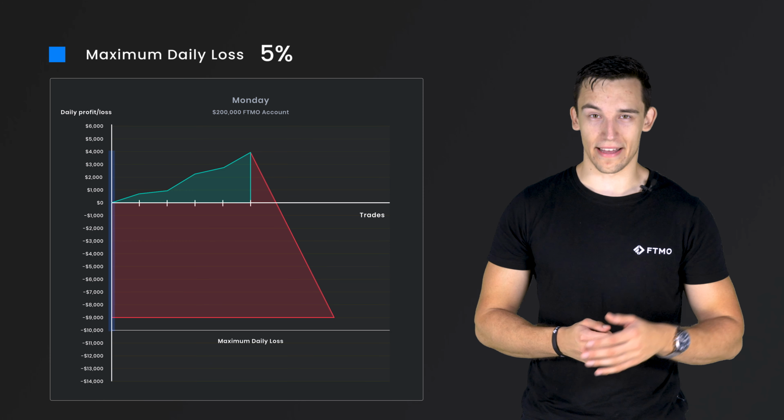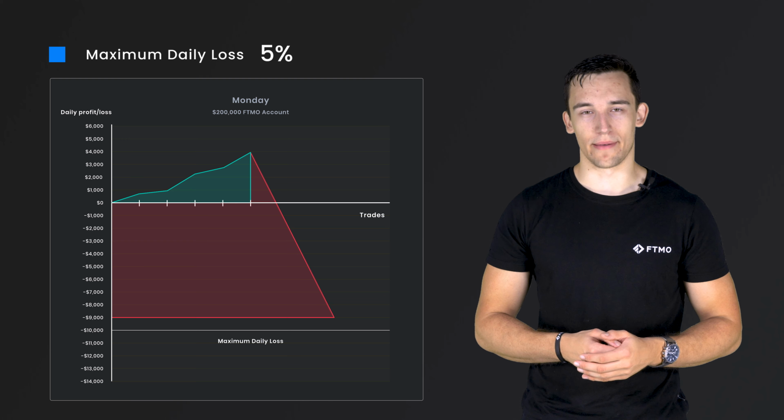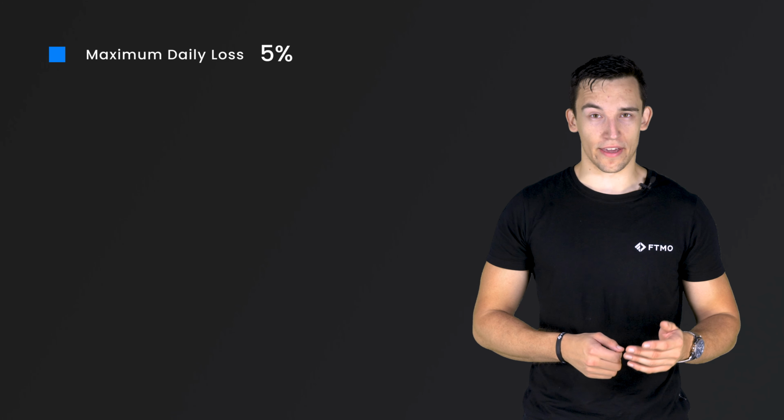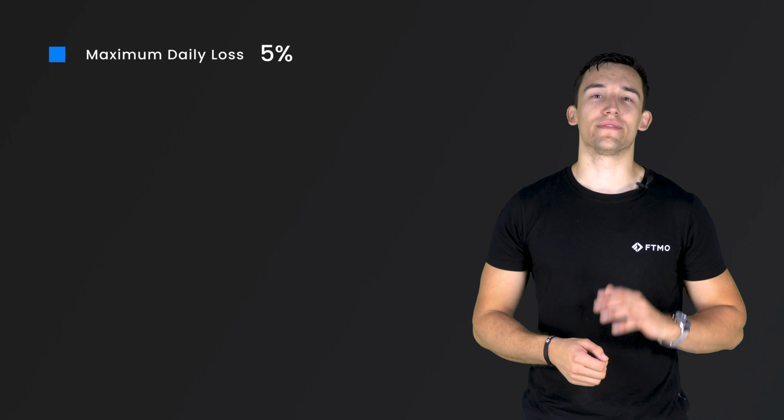However, as I said, the maximum daily loss resets at midnight Central European Time. So at 12 a.m. on Tuesday, your permitted loss is by default reset to $10,000. If you would still be carrying the $13,000 floating loss, you would exceed the limit as the profits made on the previous day no longer count in the new day.